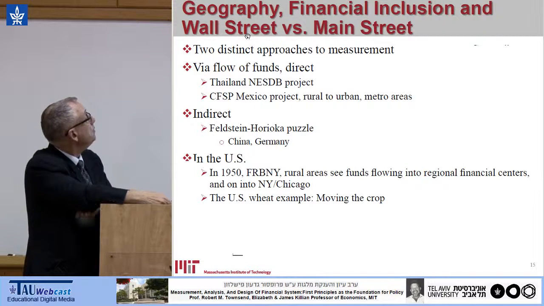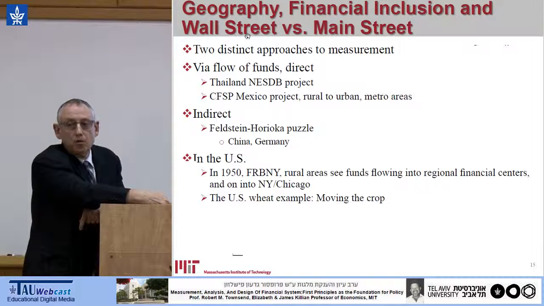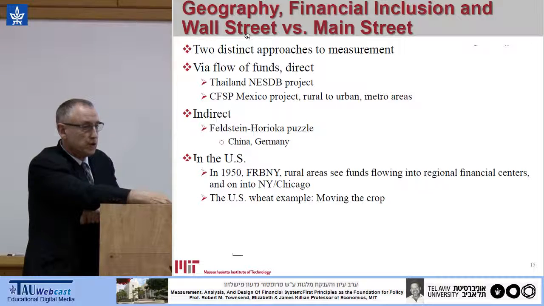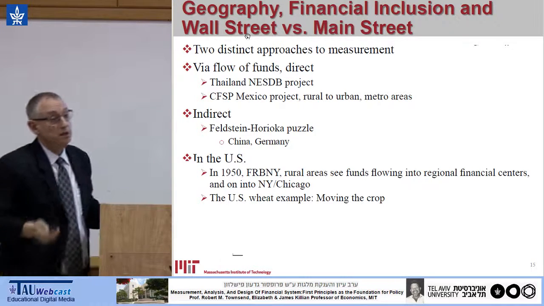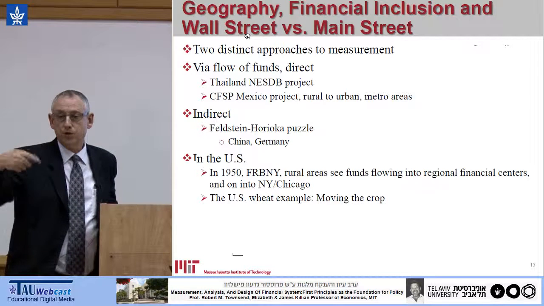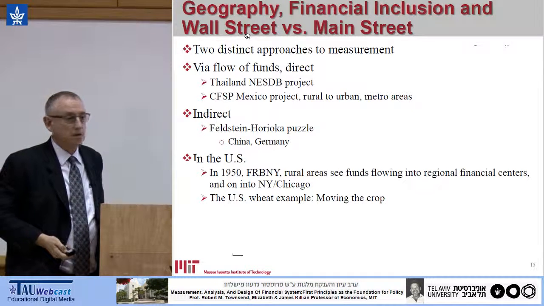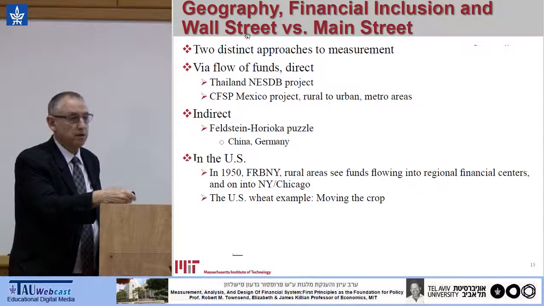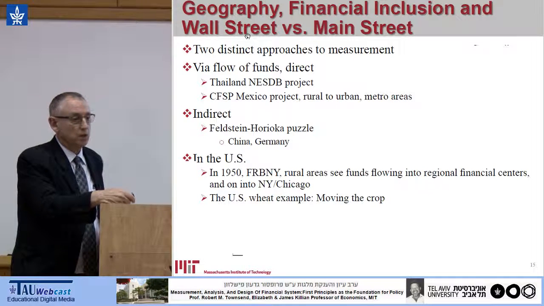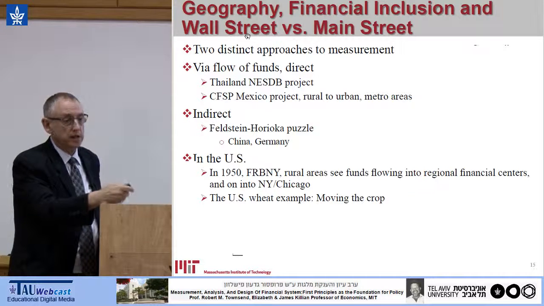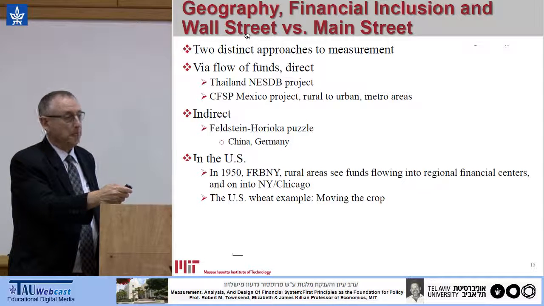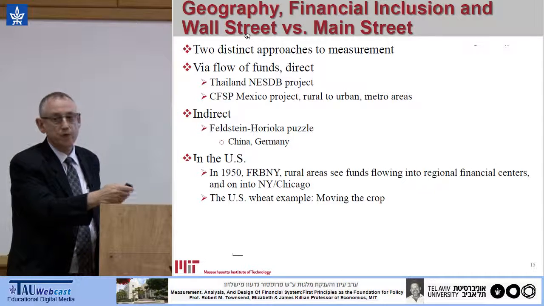Now, we move toward what I dared bring up, Main Street versus Wall Street. So how do we think of that through the lens of these financial accounts? Well, ideally, you would actually measure the transactions with a geographic identifier. But shockingly, it isn't done. We're trying to make it happen in a project in Thailand. We were part of, through the Gates Foundation, funding a project in Mexico. I've asked the guys at the Federal Reserve Board if they have the geographic identifiers, or at least publish the geographic accounts, and they don't do it.